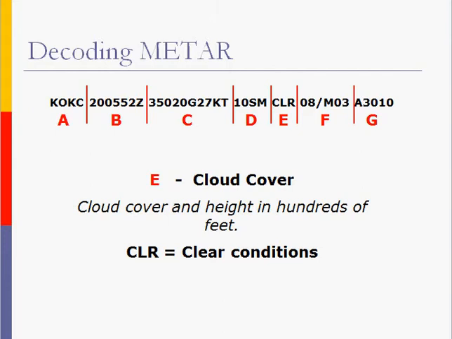Then our next piece of information, E, gives information about cloud cover. In this particular example, there are clear skies, as given by CLR, which stands for clear. But if there were clouds, they would be reported as either few, meaning 1/8 to 2/8 sky covered by clouds, scattered, 3/8 to 4/8 of the sky covered by clouds, broken, 5/8 to 7/8 sky covered by cloud, or overcast, which means the sky is completely covered by clouds.